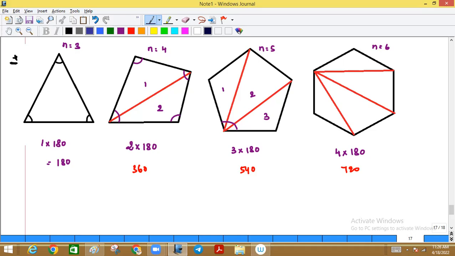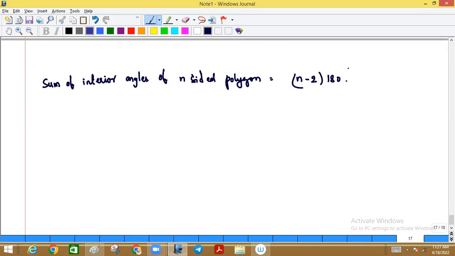Let's say suppose these 3 angles are equal, then what is each angle? What is the sum? 180. You are dividing 180 into how many parts? 3 parts. So what is each angle? 60. For a quadrilateral, you divide 360 into how many parts? You divide it by 4 parts, because if it is a 4-sided figure, you'll have 4 sides and 4 angles. For a 5-sided figure, how many angles you'll have? 5 angles.